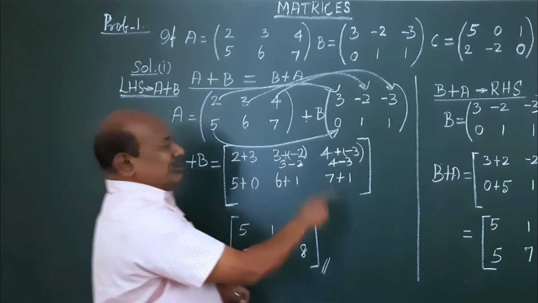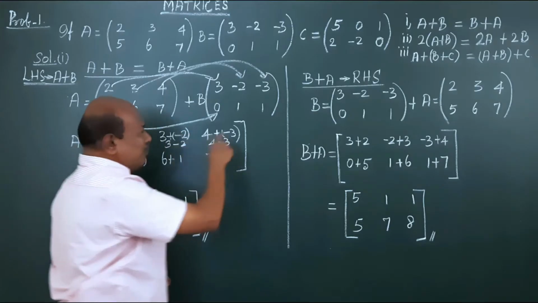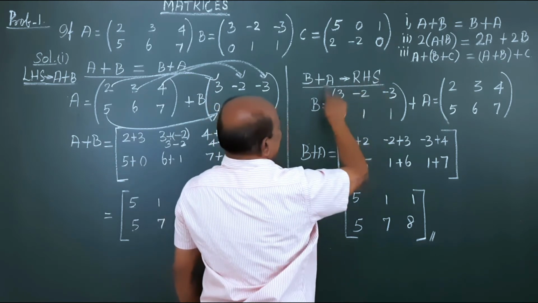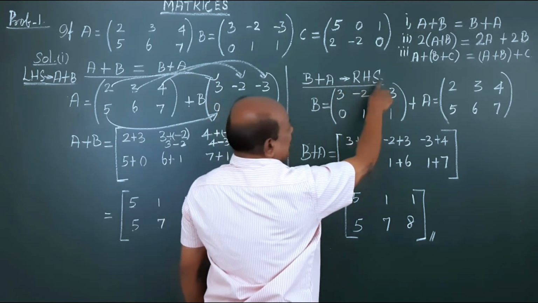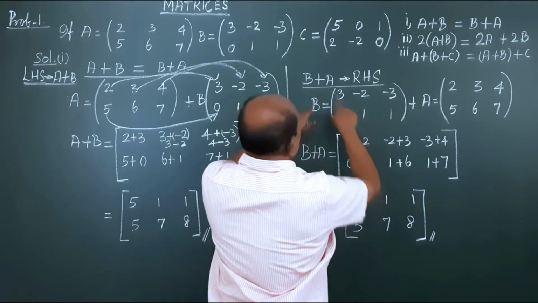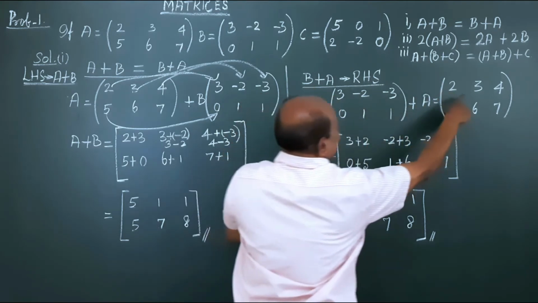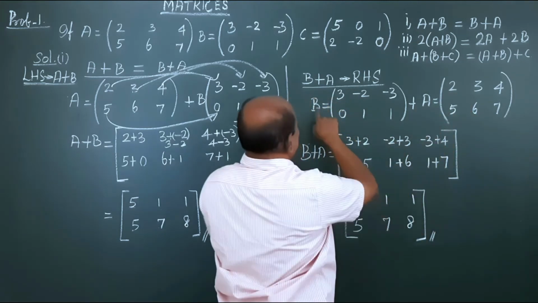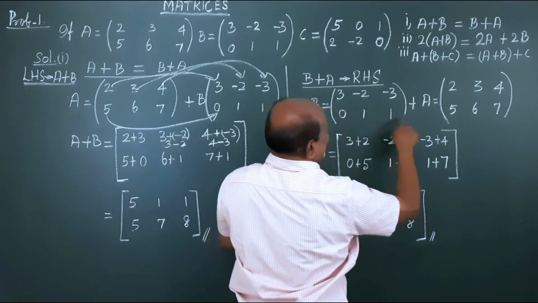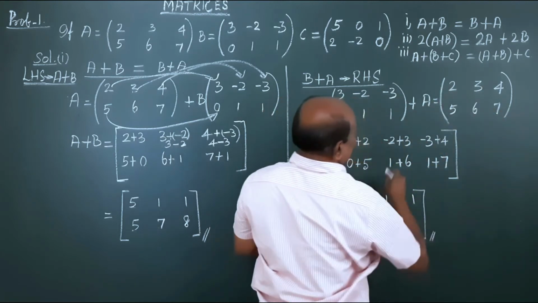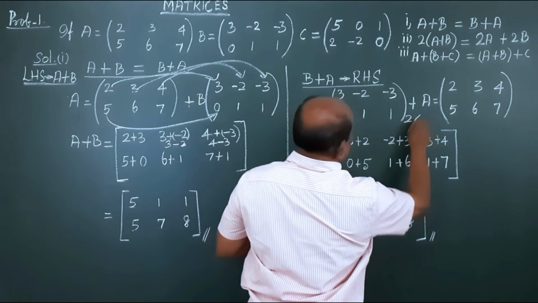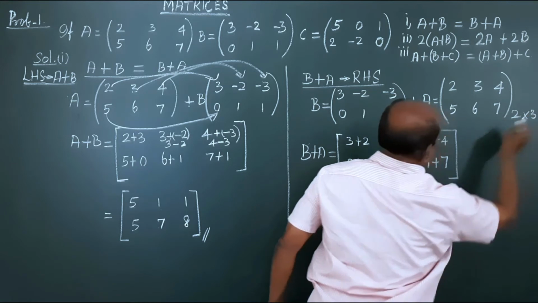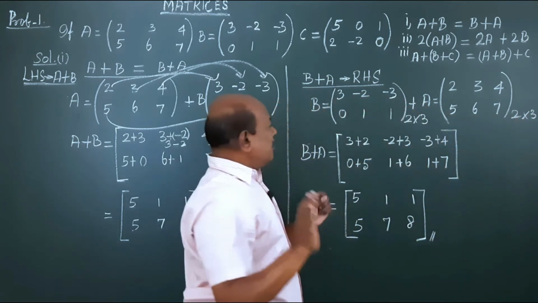Next we have to find B plus A. Here B plus A, that is the right hand side. We should write first B matrix, then A matrix. That is the convention in the matrix. So you see here, this is the B matrix, this is also A matrix. So B matrix also 2 by 3 matrix. Here A matrix also 2 by 3 matrix. That is addition is possible.